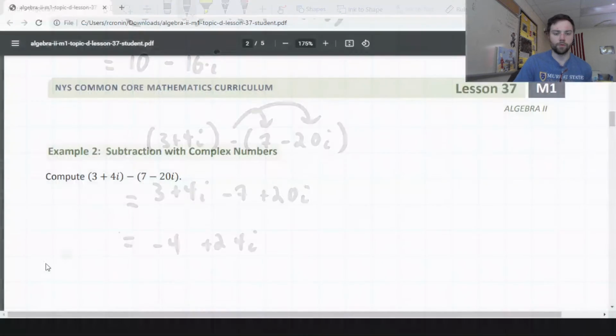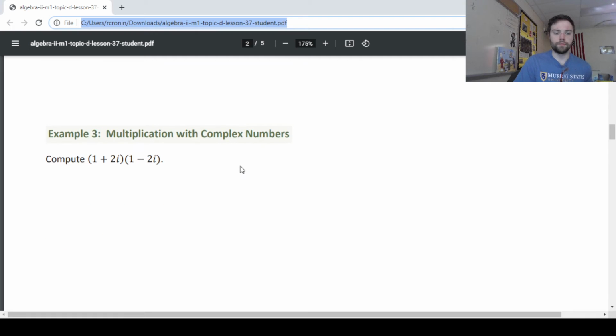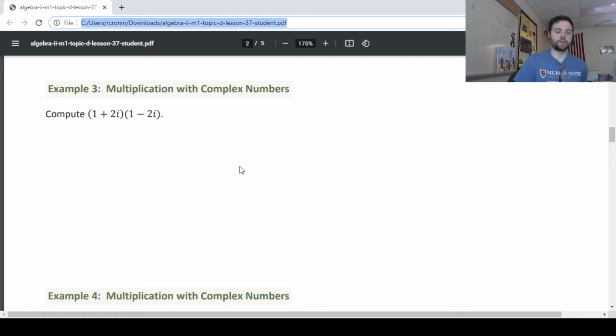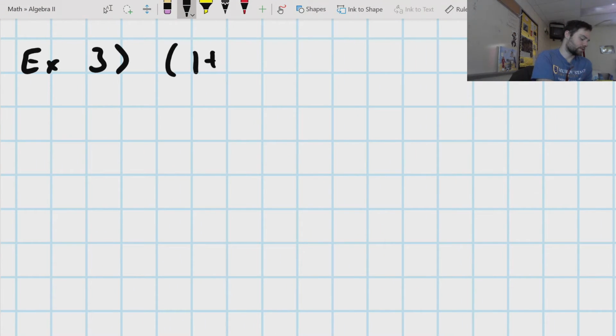So let's look at a few more of these. Now we know how to add and subtract. Now let's look at multiplication. You've got a conjugate pair here, and what you're going to notice is that this works out really nicely. Even though it seems like a really complex, literally complex expression, it's going to simplify really nicely because there's an identity that we can use with this. But I'm going to walk it out in explicit detail. So 1 plus 2i, 1 minus 2i.